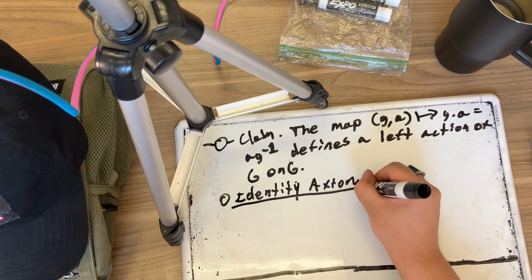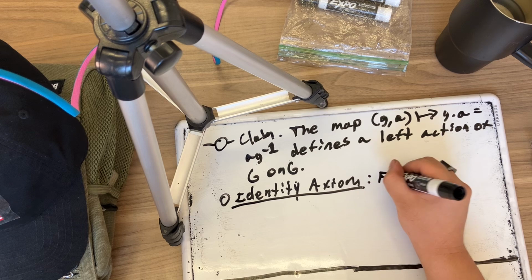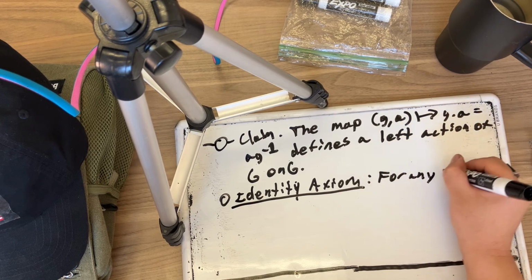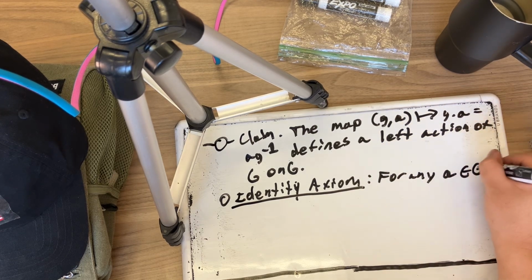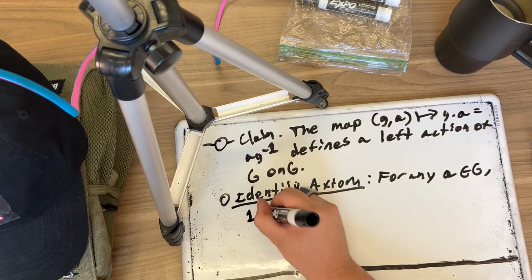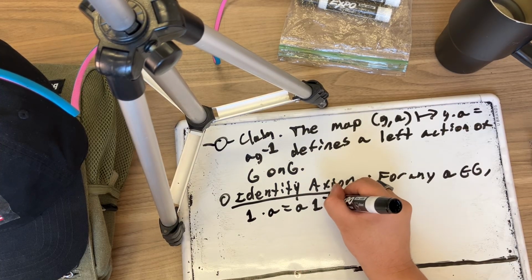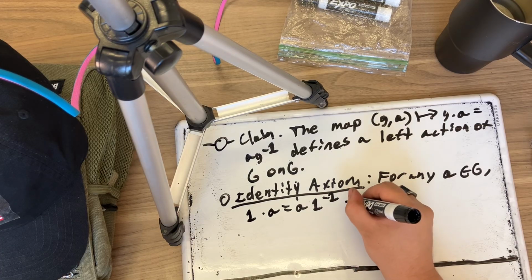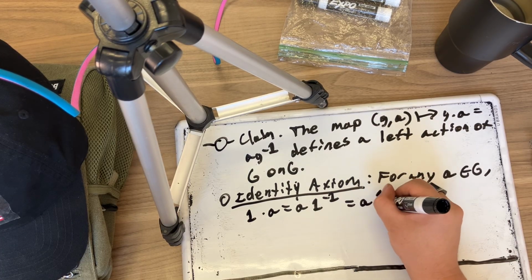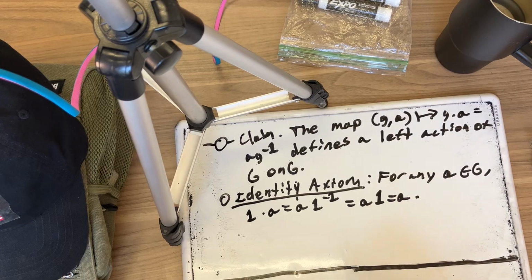So for any A within big G, we have 1 dot A is equal to A·1 inverse, so 1 to the negative 1, which is equal to A·1, which is equal to A. So we have the identity axiom.